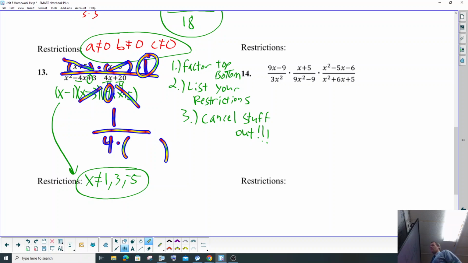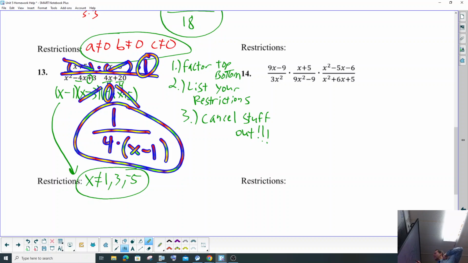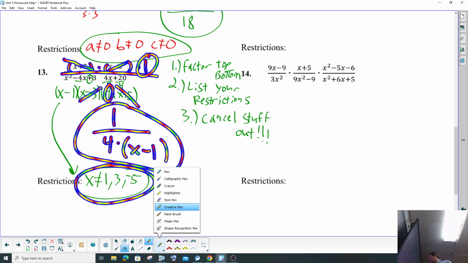And then x minus 1. So 1 over 4 times x minus 1, which you can leave just like that if you want to. Or you can multiply it through, 4x minus 4. I think it says to leave it in factored form. So there's our answer. Whoa, psychedelic, too much rainbow. Let's go back to regular now.